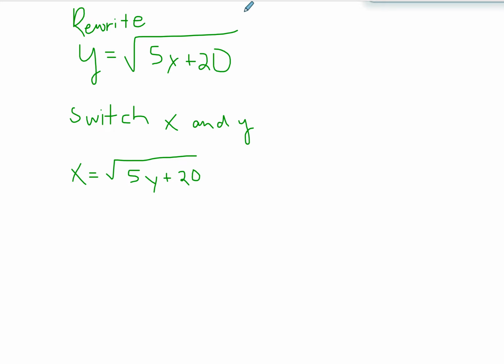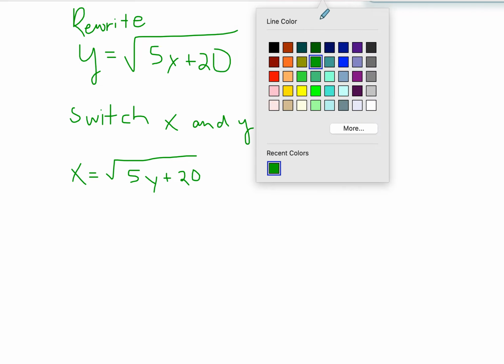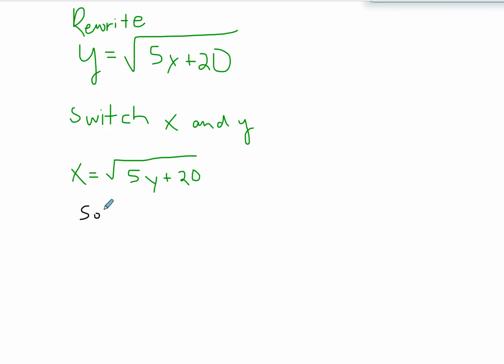Now, after we switch x and y, the next step is going to be, you guessed it, we are going to solve for y. We're already on step 3. Solve for y. All right, how do we solve this for y? This is where our skill comes in. How do we get rid of this radical? We have to square both sides. Raise this to the second power, raise this to the second power.